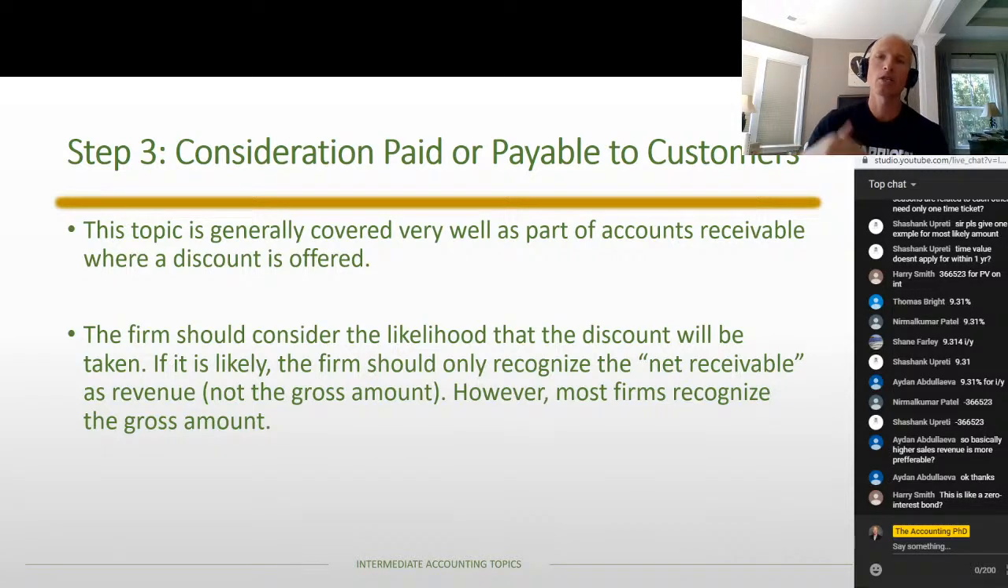So typically what you're going to see on an income statement is sales revenue less sales discounts and returns and all that kind of stuff for a net amount. So companies most often give you the gross number and then subtract off the discount. Under US GAAP, what they're saying is if it's very likely that the discount is going to be taken, you should just, at the very top line, only recognize the net amount. That's the guidance under US GAAP, although, again, there is flexibility in how it's applied.